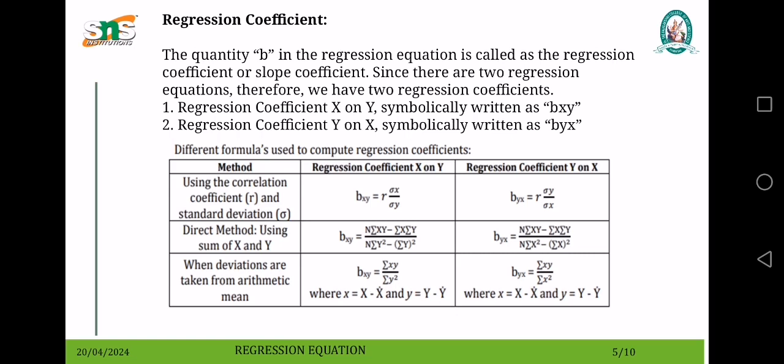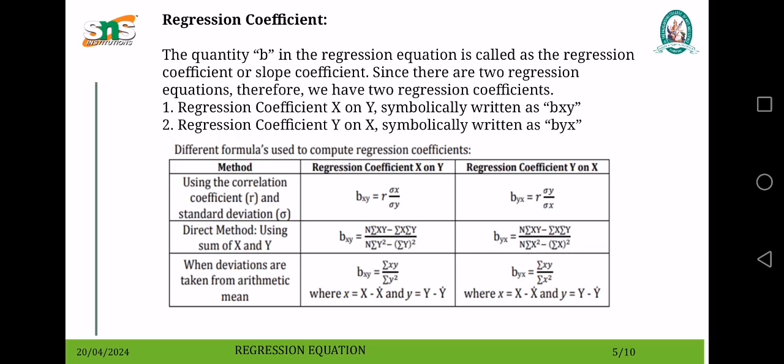First one, regression coefficient of x on y, symbolically written as bxy. Second, regression coefficient of y on x, symbolically written as byx. Different formulas used to compute regression coefficients. Using correlation coefficient r and standard deviation, bxy is equal to r into sigma x by sigma y. This is the regression coefficient of x on y. Regression coefficient of y on x, byx, is equal to r into sigma y by sigma x.